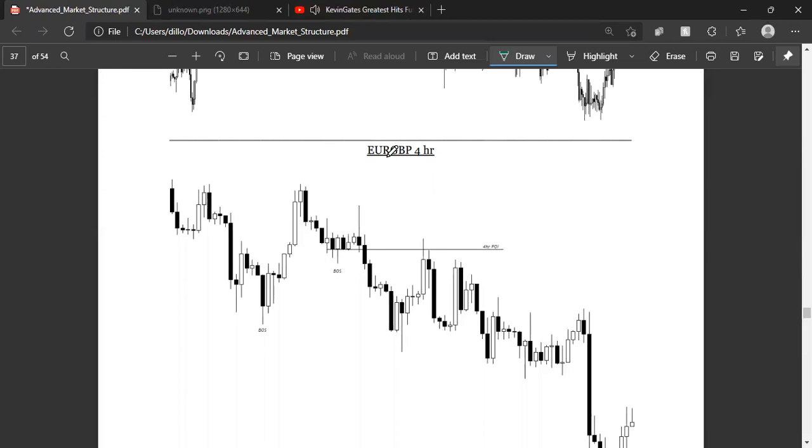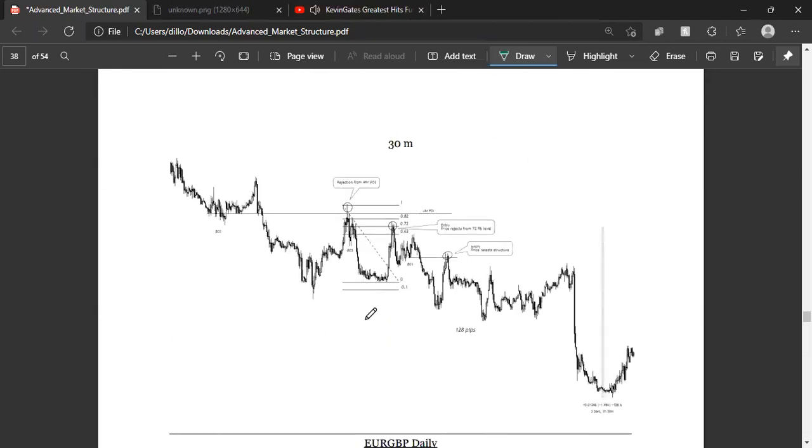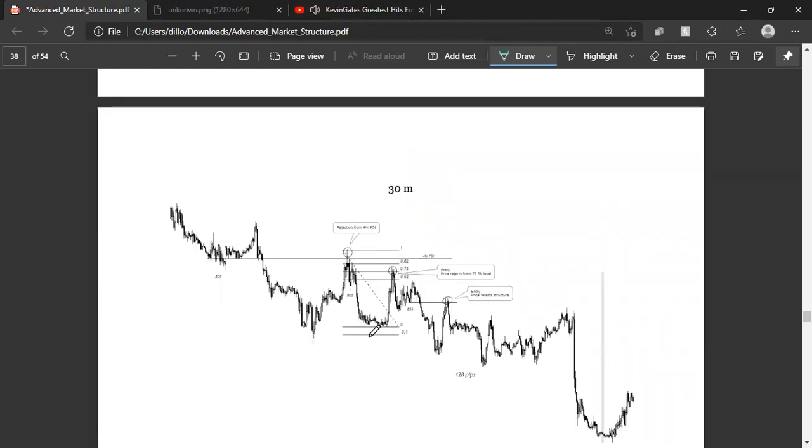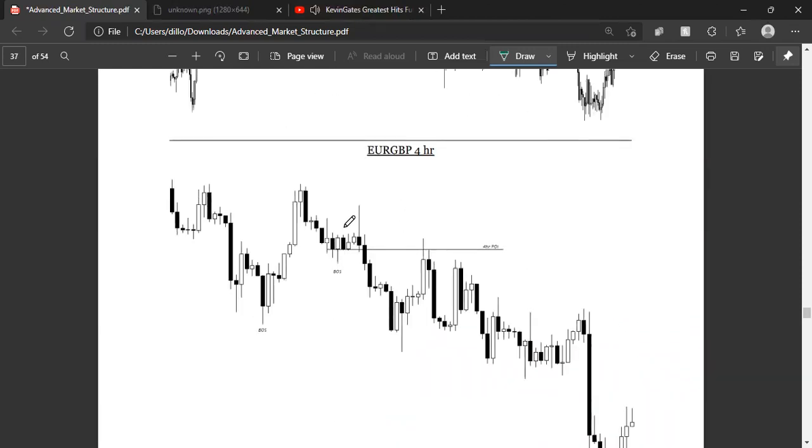Here, we got Euro GBP on the 4-hour time frame. Oh, this looks juicy. So what do we see here, right? Price is kind of breaking structure here, respecting this area, right? Respecting here, breaking structure. Price comes back to retest structure. And what do we do? Same thing as the last example.